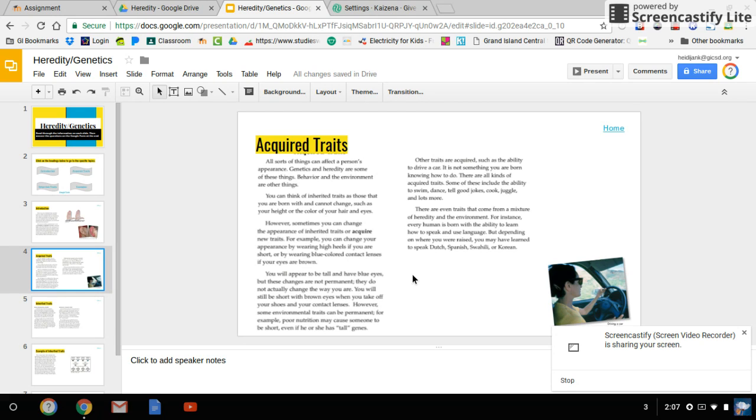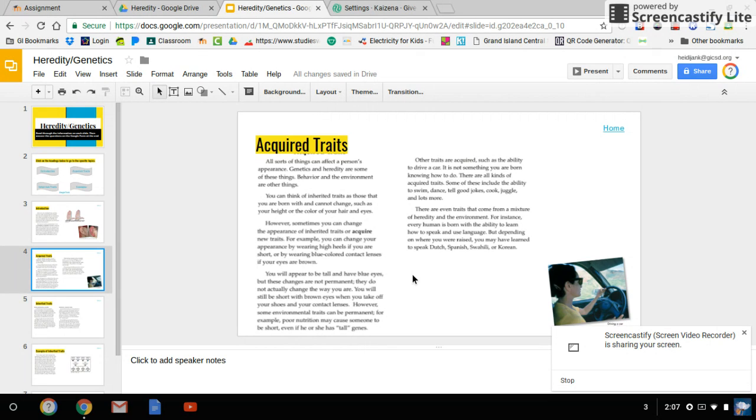For example, you can change your appearance by wearing high heels if you are short, or by wearing blue-colored contact lenses if your eyes are brown. You will appear to be tall and have blue eyes, but these changes are not permanent. They do not actually change the way you are. You will still be short with brown eyes when you take off your shoes and your contact lenses. However, some environmental traits can be permanent. For example, poor nutrition may cause someone to be short, even if he or she has tall genes.